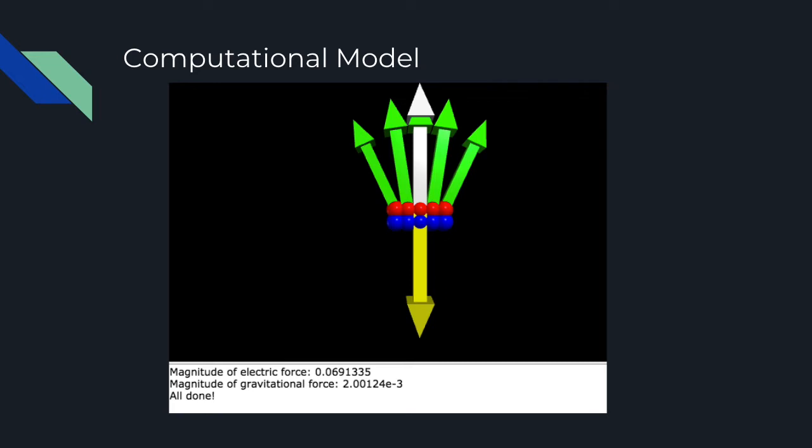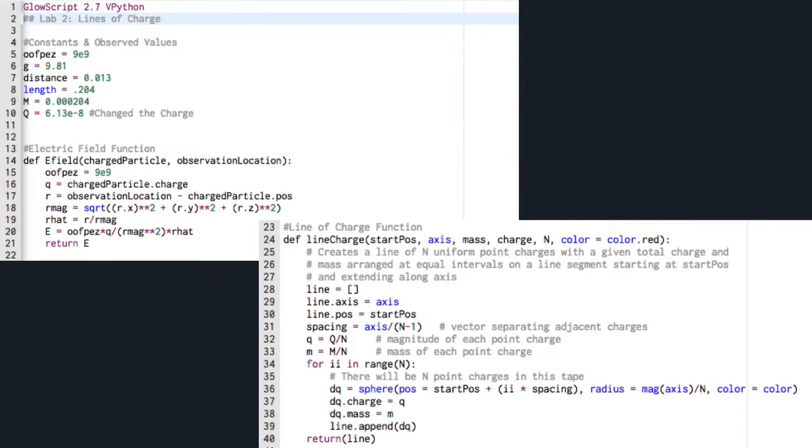So after inputting the code into Python, this is what my model looked like, with a magnitude of electric force being 0.0691335 newtons, and the magnitude of gravitational force to be approximately 2 times 10 to the -3 newtons. To generate this model, this is the code I used.